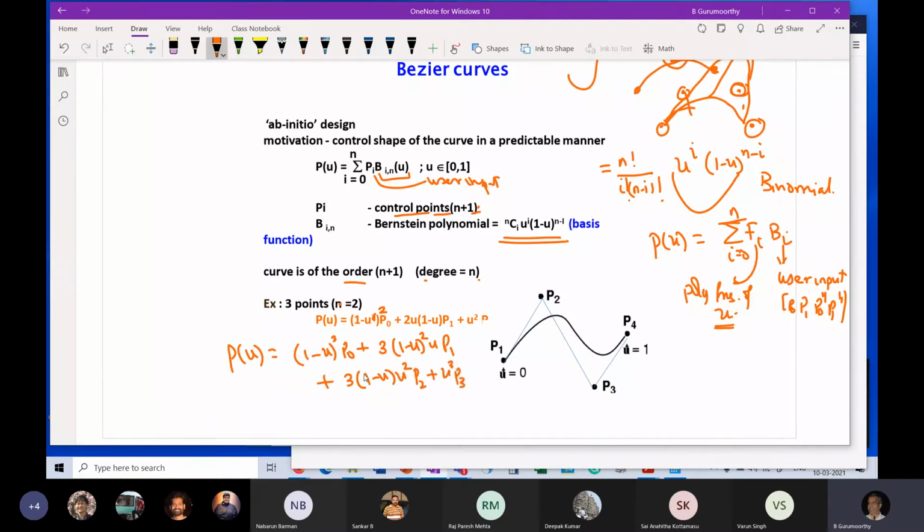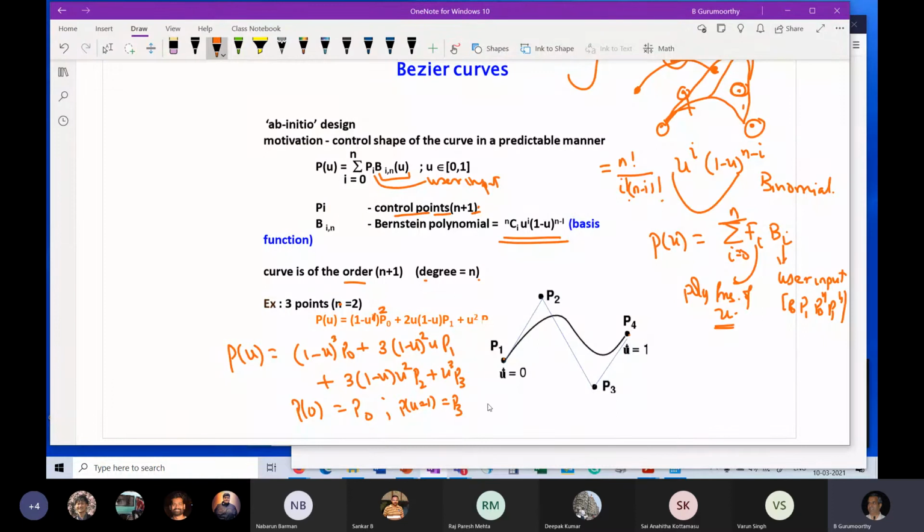Okay, so that's the equivalent expression for the cubic, right? And clearly, if you can see, P at u equal to 0 is nothing but P naught, because all these 3 terms drop out. And P at u equals 1 is equal to P3, because all these 3 terms drop out. And so, even though you are prescribing 4 points that are, as I said, not necessarily on the curve, the representation that you have chosen for the curve ensures that it will always interpolate the first and the last point.